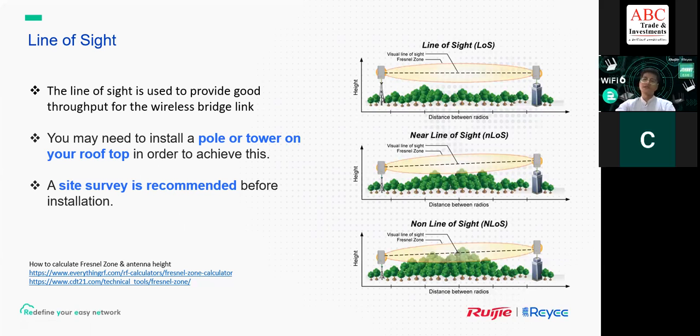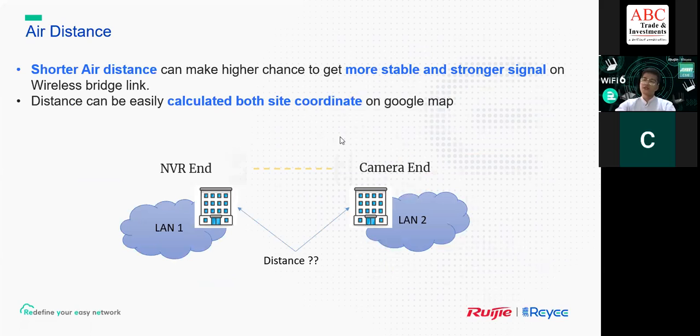Okay, for the air distance, one thing we need to know is that a shorter air distance gives a higher chance to get a more stable and stronger signal. So if we have a short distance, we can get a stronger and more reliable link for the wireless bridge. But if our distance is longer, yeah, your performance will be lower. Yeah, this is one of the things you need to know about the bridge. And for the distance, it can easily be calculated from coordinates on Google Maps.